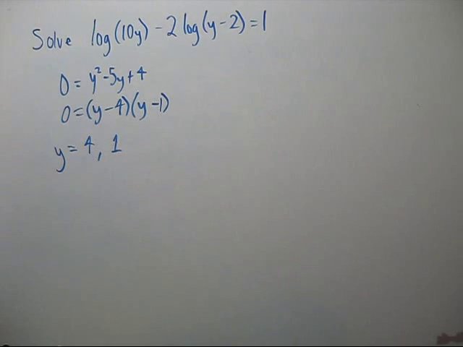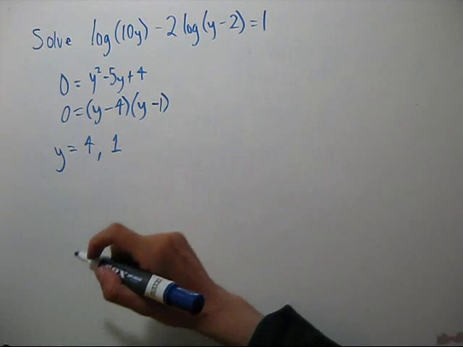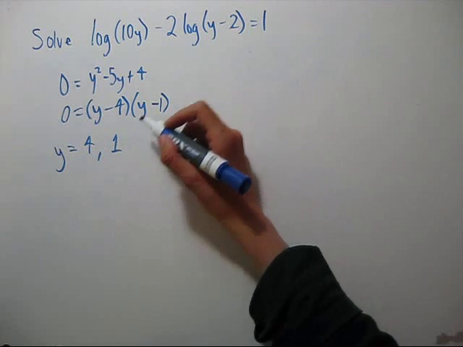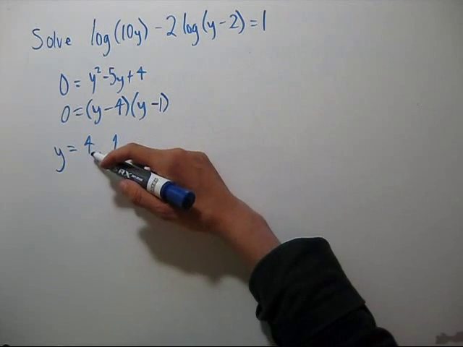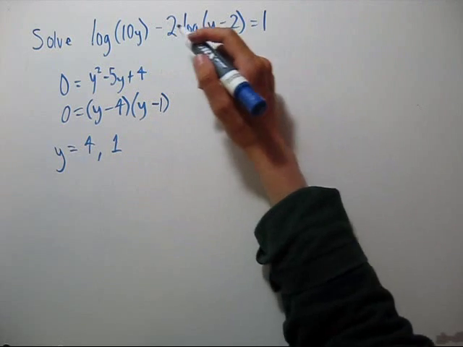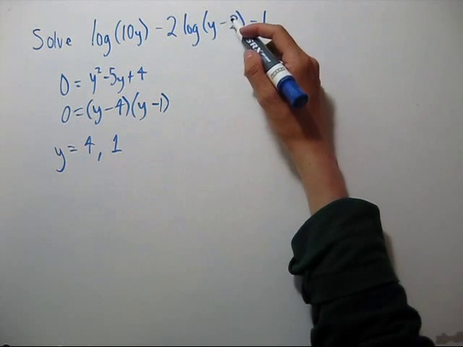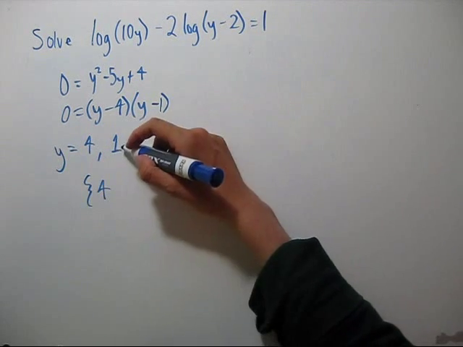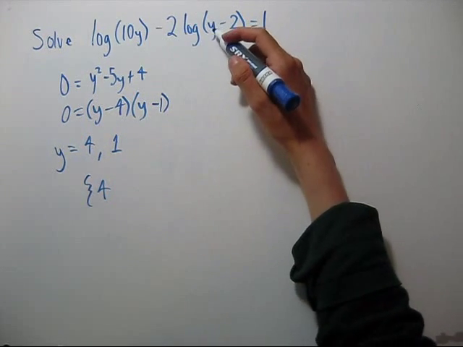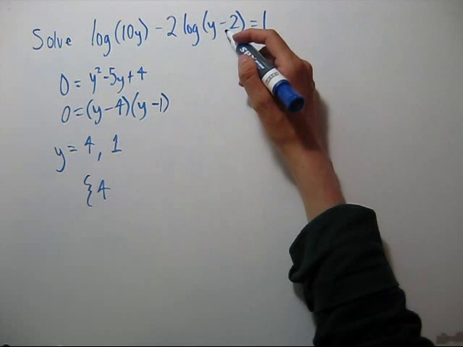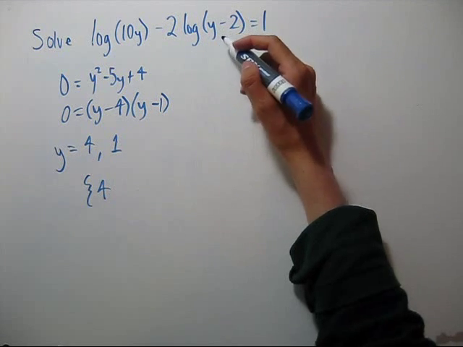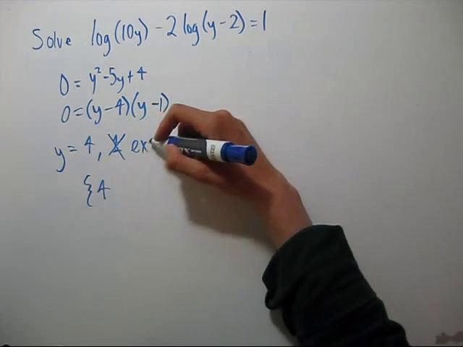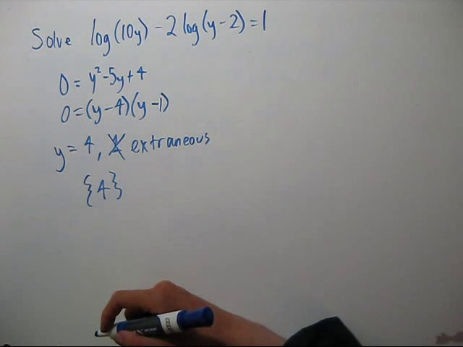Now with logarithm equations, you need to plug back in your answers and make sure they are in the domain. So if we put 4 in, we'll have log of 40, no problem. And 4 minus 2 is 2, log of 2, no problem there. So 4 works. Let's try 1, log of 10, no problem. 1 minus 2 is negative 1. And log of negative 1 is not a real number. So we're going to have to throw that one out, it's extraneous. And our answer is the set {4}.